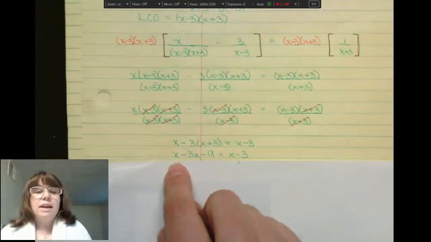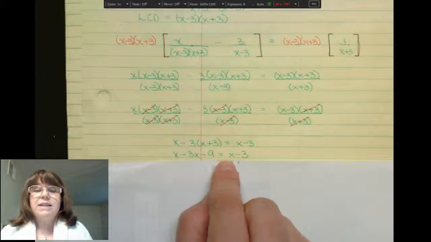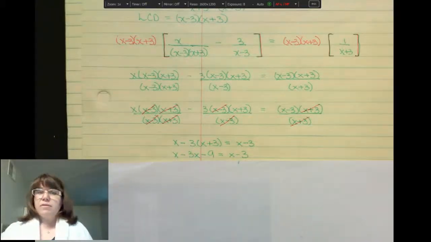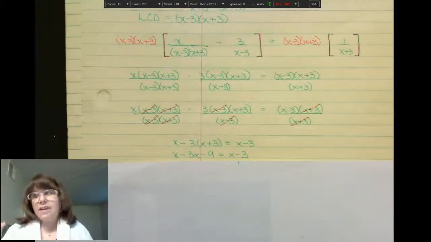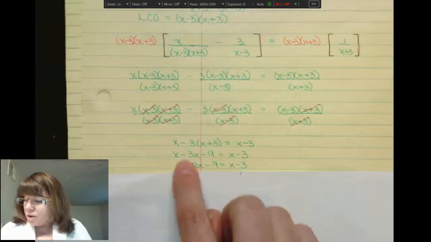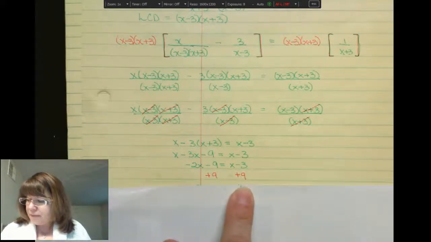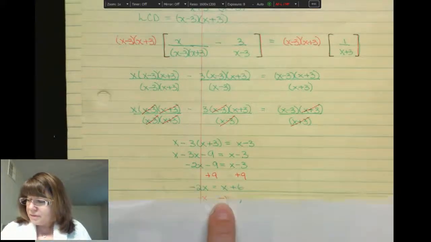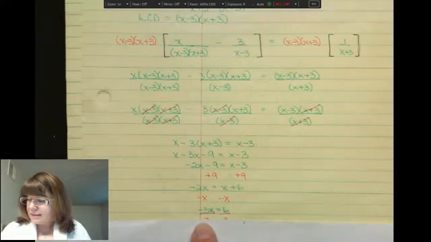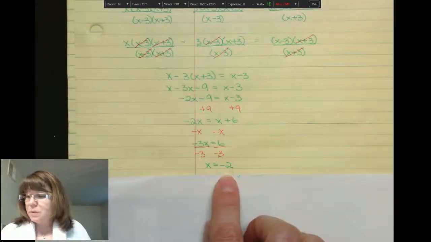Distribute the 3, so I'm left with x minus 3x minus 9, all equals x minus 3. I'm going to move everything to the right-hand side so I can end up having positive x's. Well, let's move it first to the left-hand side and then we'll move it over. So combining like terms, I have negative 2x minus 9 equals x minus 3. Add 9, subtract x, and I have negative 3x equals 6, divide by negative 3, giving me x equals negative 2.